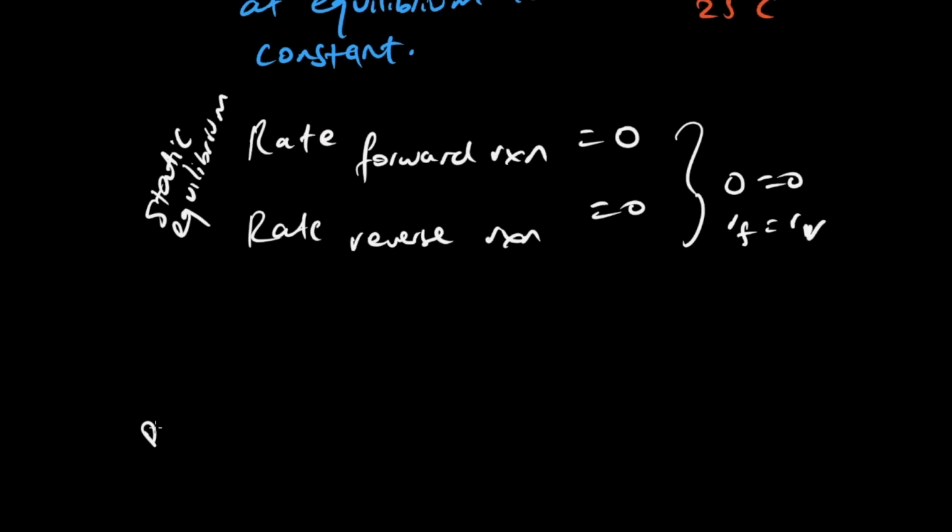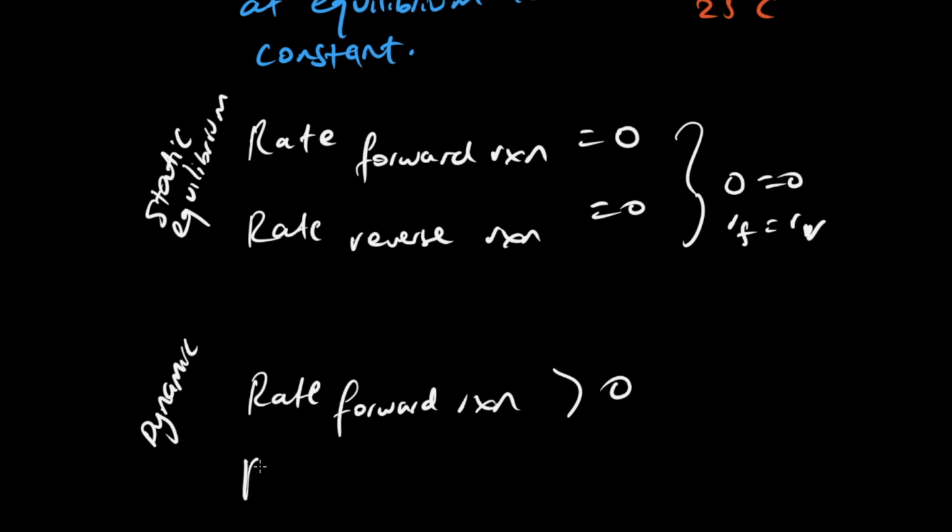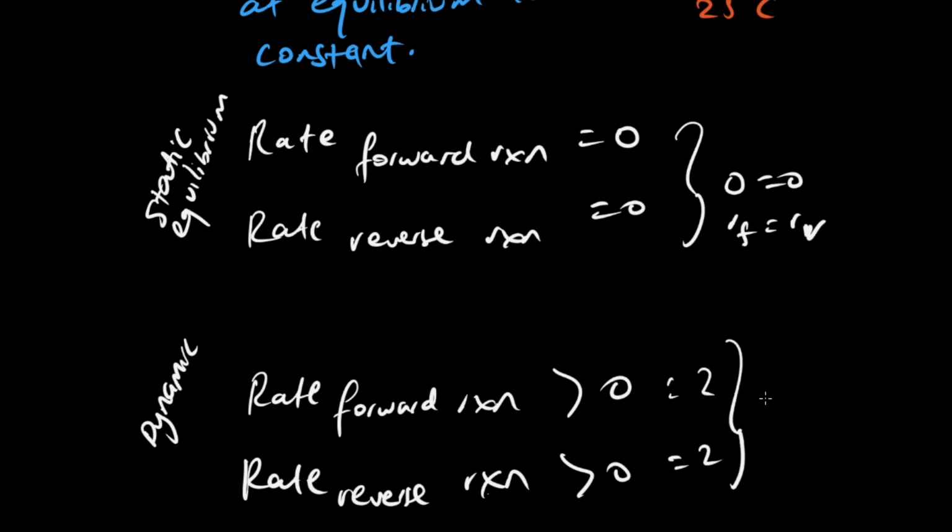And for dynamic, the rate of the forward reaction is greater than 0, and the rate of the reverse reaction is also greater than 0. So let's just say that's 2, and that's 2. 2 equals 2. The rate of the forward reaction equals the rate of the reverse reaction.